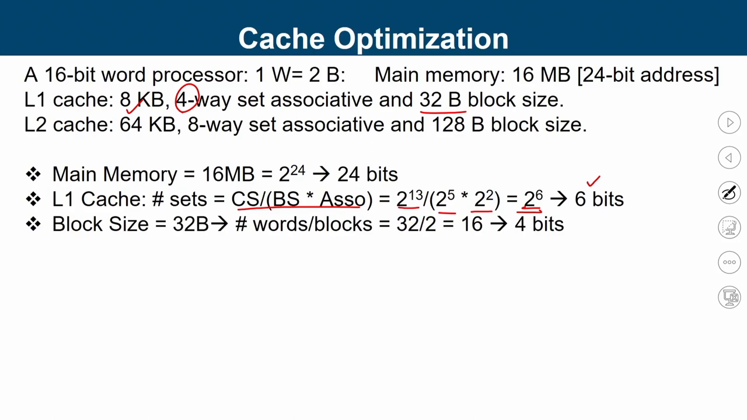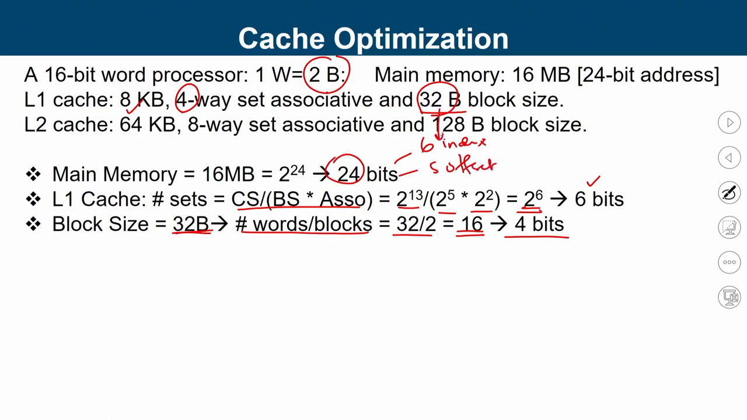Now, what is the block size? Block size is 32 bytes. So, if there are 32 bytes, and one word is nothing but 2 bytes, 16 words are there in 32 bytes. So, 32 bytes can accommodate 16 words. To represent a word, I require 4 bits. So, the offset value out of the total address, which is given as 24 bits, there is a 6 bit index and there is a 5 bit offset.